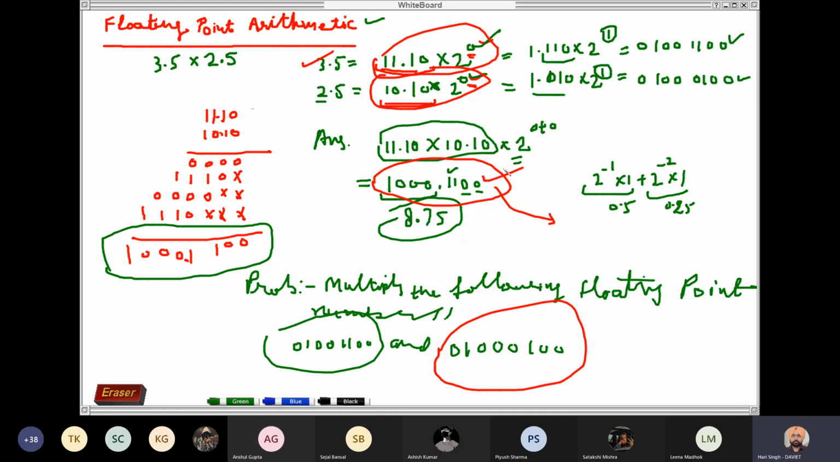To understand the concept, let us consider one more example of multiplication. Then the concept will be more clear to you.